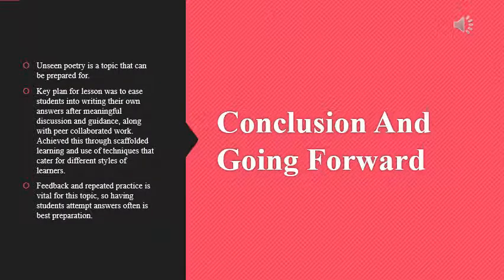In conclusion, unseen poetry is a topic like any other that can be prepared for and practiced. This class plan, using various teaching methods, in particular the scaffolding learning method, has shown that. Key to the lesson plan was to ease students into writing their own answers after meaningful discussion and guidance, along with peer-collaborated work. This was achieved through the previously mentioned scaffolded learning, as well as techniques that catered for different learning styles, such as the use of modeling, as well as the various forms of media used. Feedback and repeated practice is vital for this topic, so having students attempt answers often is the best preparation going forward. They will over time notice patterns in the questions, as well as improve their ability to scan the poems to find the information they need.